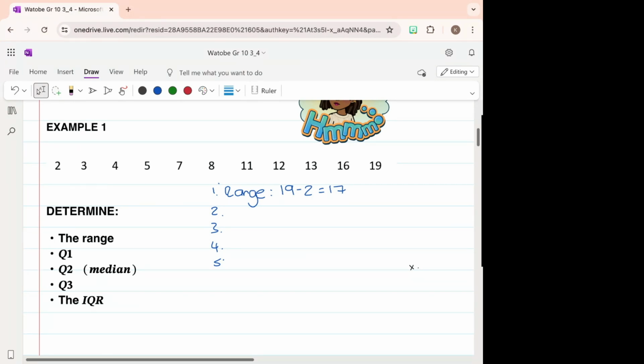If I divide that data in half, it gives me 5.5, which means the middle point of this data is the 6th value. Or I can do it the old school way: cross one off each side until I get the middle one. To get Q2, I go find my 6th data point: 1, 2, 3, 4, 5, 6. And Q2 is equal to 8.